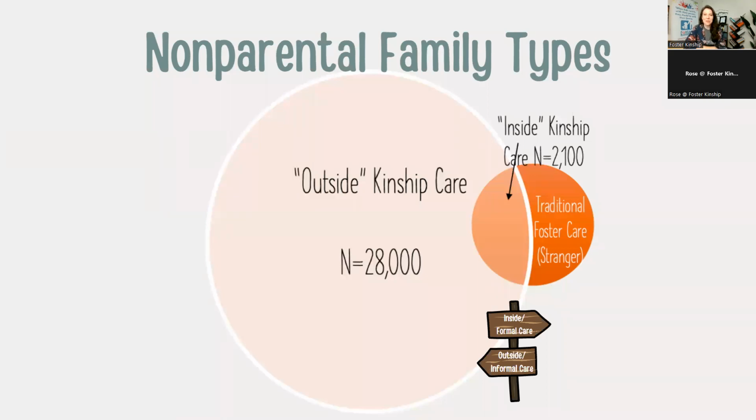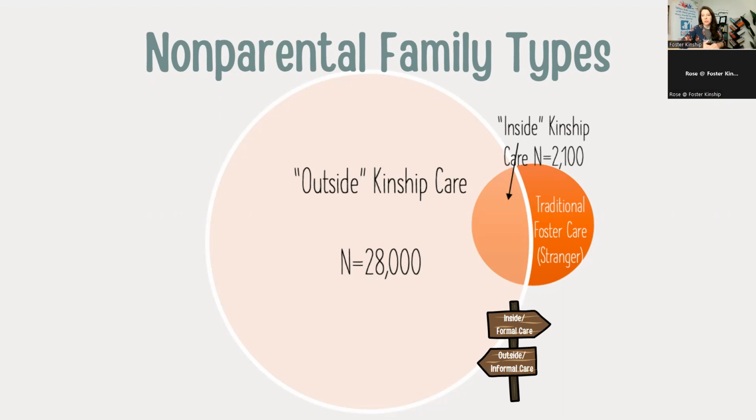If we look at this, this is the Nevada numbers, but this is going to be basically the same in every one of your areas. There are so many more kids in kinship care outside the system than there are on the inside. So this Venn diagram shows the overlap between kinship care and the foster care system. On the outside, we've got 28,000 kids who are outside of the foster care system, not living with either parent in Nevada, who are living with kin. And that includes our private families and our diverted families.